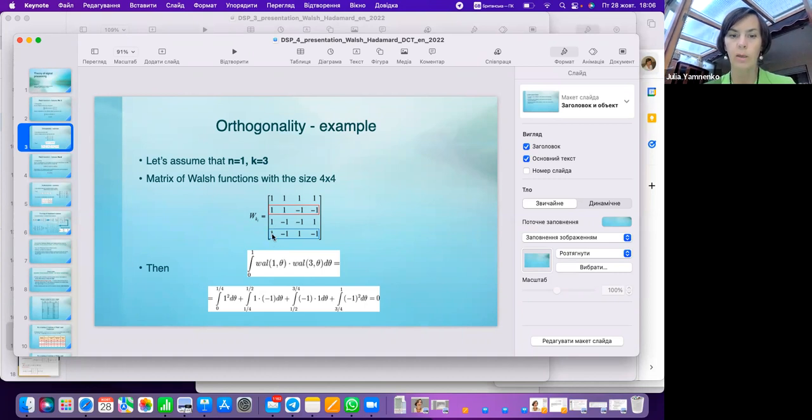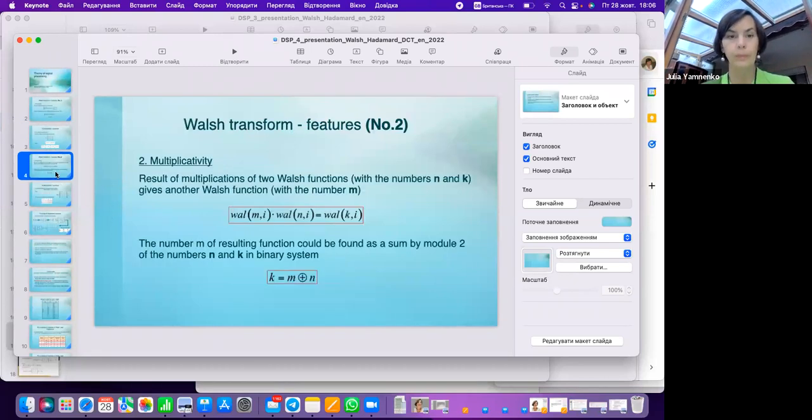So 1 multiplied by 1, plus 1 multiplied by minus 1, then minus 1 multiplied by 1, and then again minus 1 multiplied by minus 1. And we should add all these multiplications together. We will obtain 0, of course.